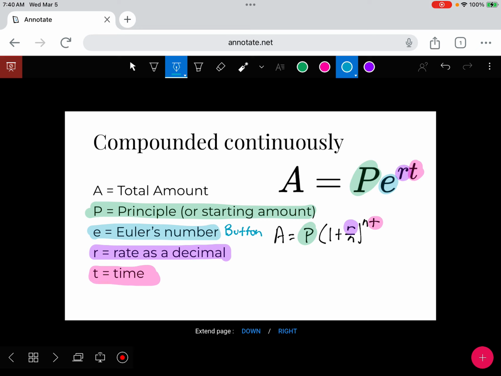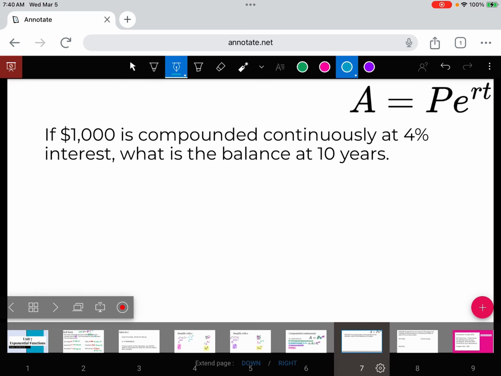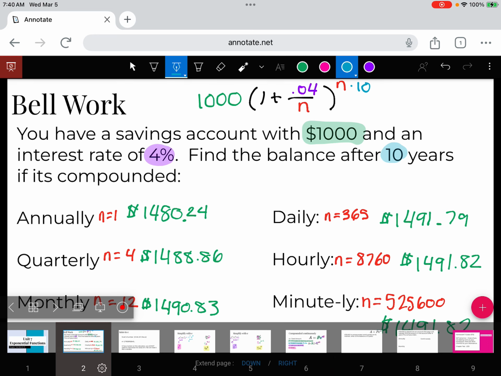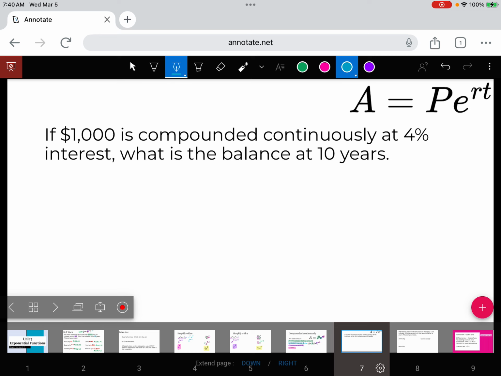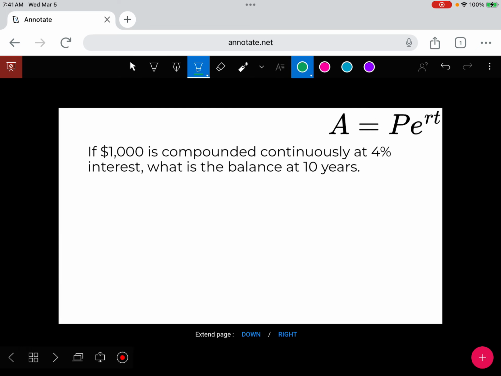Okay, so this is the equation we're going to use. It's all the same pieces. We're just putting stuff in different spots. So these kinds of problems, we will give you stories kind of like this. So if we have $1,000 compounded continuously with a 4% interest rate in 10 years. That's awfully familiar information, huh? So this is looking at that same kind of situation that we had, say, in the bell work. What happens when we do it with Pert? So our pieces are still the same.